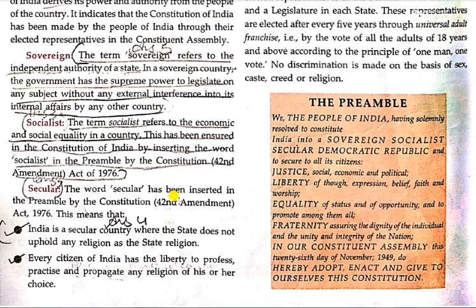Secular. The word secular has been inserted in the preamble by the Constitution, 42nd Amendment Act 1976. So just like the word socialist, the word secular was also inserted into the preamble by the Constitution Act of 1976. Now what does this secular mean? This means that India is a secular country where the state does not uphold any religion as a state religion. So when we say that India is a secular country, it means that there is no official religion for our country. The country does not support any particular religion.